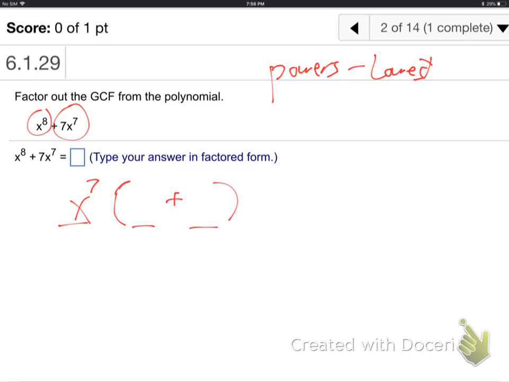Now what goes on the inside? Just plain x, because if you write just plain x, there's an invisible 1 power really there. Powers add, so that'll go back to x to the 8th. The other one is a plain 7, because that'll multiply to go back. Is that making sense?